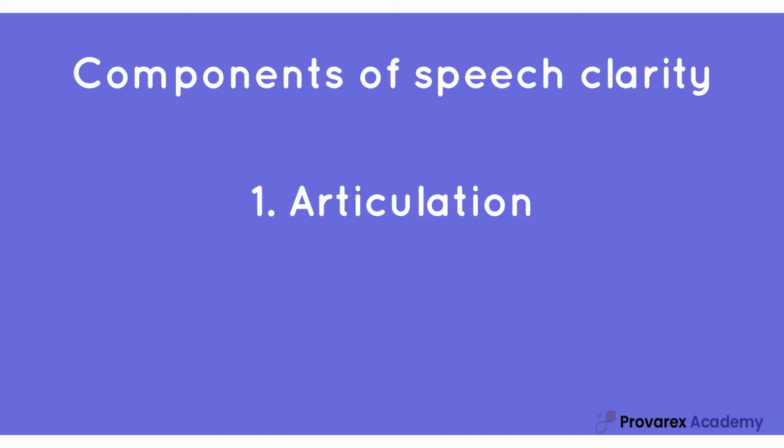So let's take a look at speech clarity. What can you do to improve your speech clarity? There are three key components of speech clarity. The first is articulation. Articulation means joining all the sounds in a word and articulating them properly, which is important when you're passing your message across.